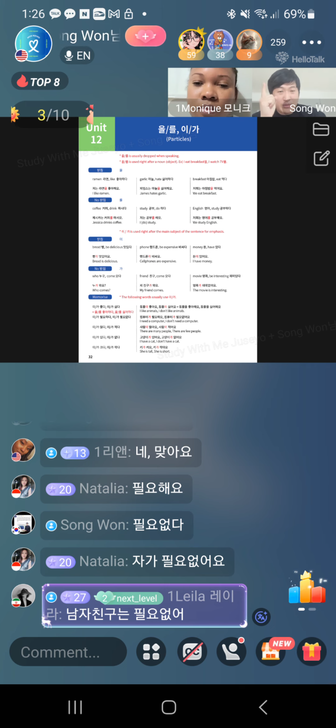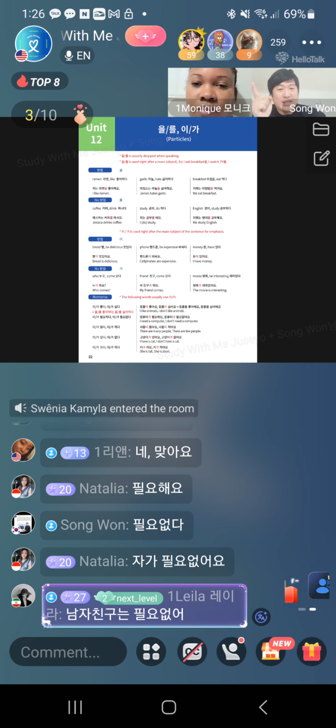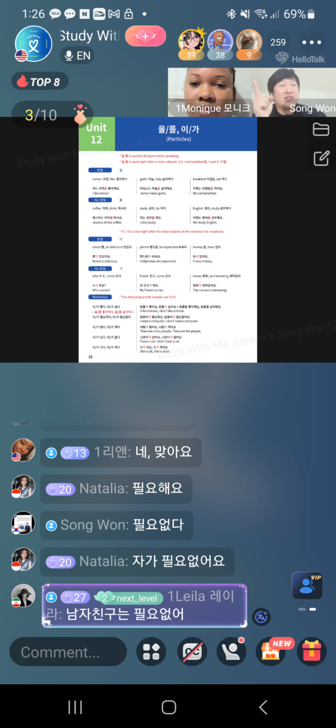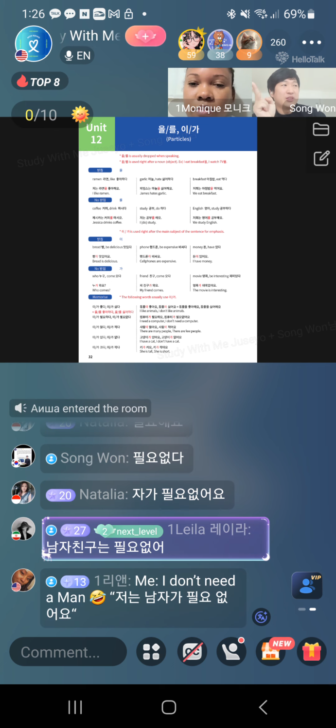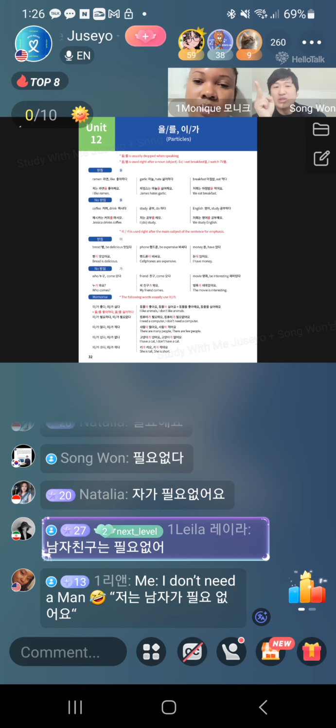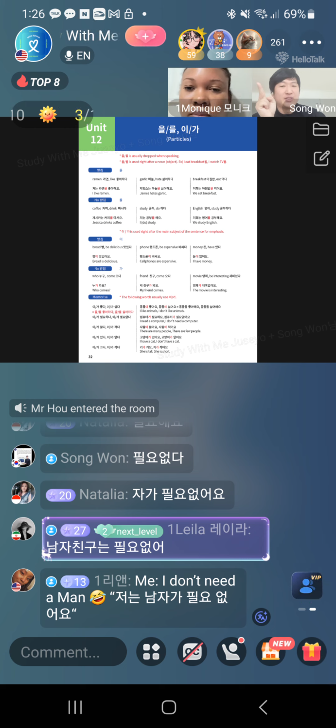So the first one, what was that? Use 이 and 가 like you use "the" in English. Two, just memorize them with some certain words. You have to use 이 and 가. That's what we just did, right? And number three is this.